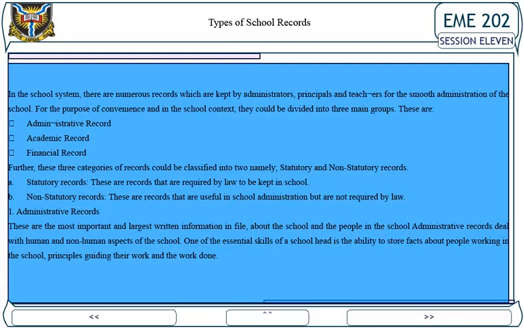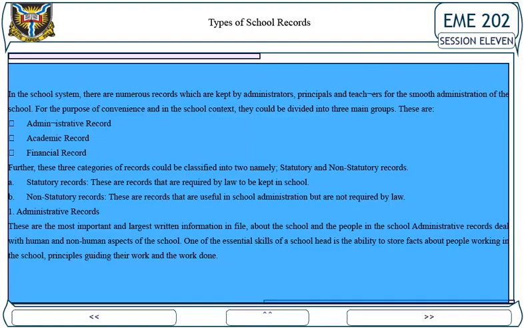Types of school records. In the school system, there are numerous records which are kept by administrators, principals, and teachers for the smooth administration of the school. For the purpose of convenience and in the school context, they could be divided into three main groups. These are administrative records, academic records, and financial records.